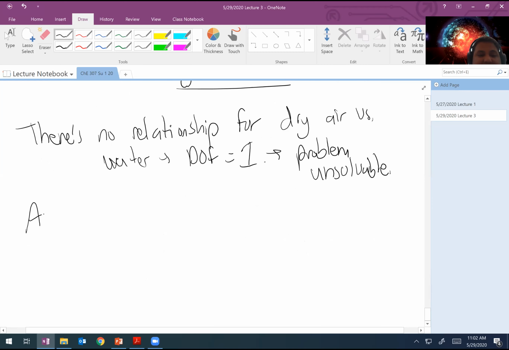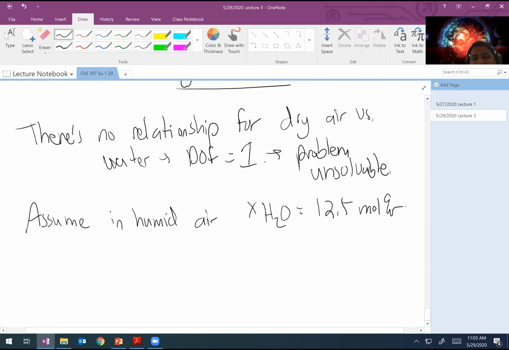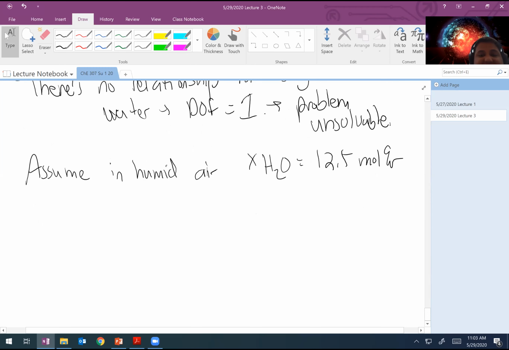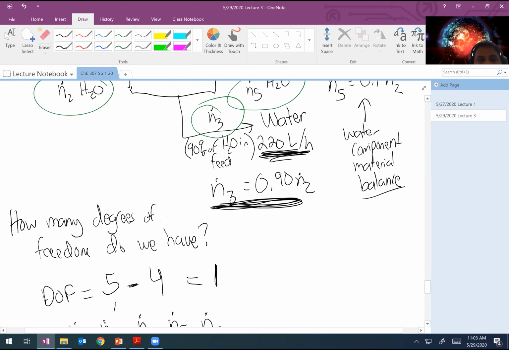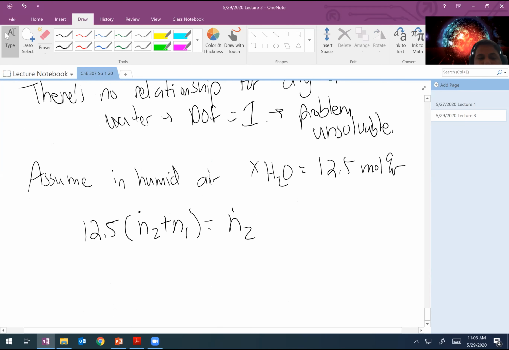Now, for example, I could say, well, if I'm going to assume that in the humid air, the water was 12.5 mole percent of that whole stream, right? Then I can say 12.5 of N2 plus N1 equals N2, right? There, divided by 100. And I can solve with that relationship for N1.